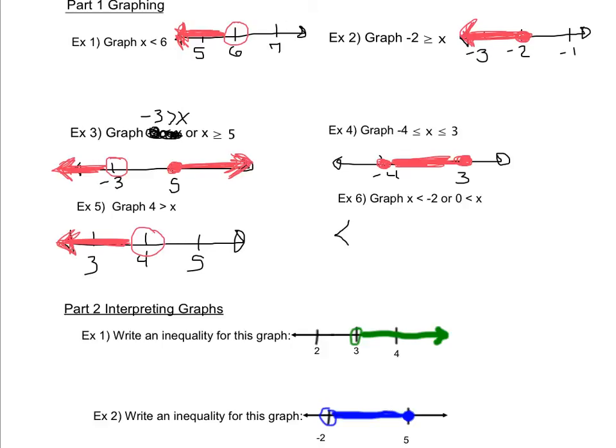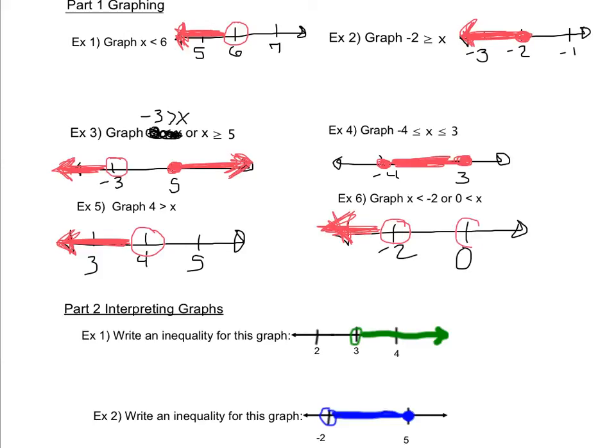Looking at example 6, the last one for the graphing. Again, a good one for you to pause and try. I need both -2 and 0 on my graph. It looks like at -2 I'm going to need an open circle. Reading the variable first, I see that x is less than -2. So I shade to the left.